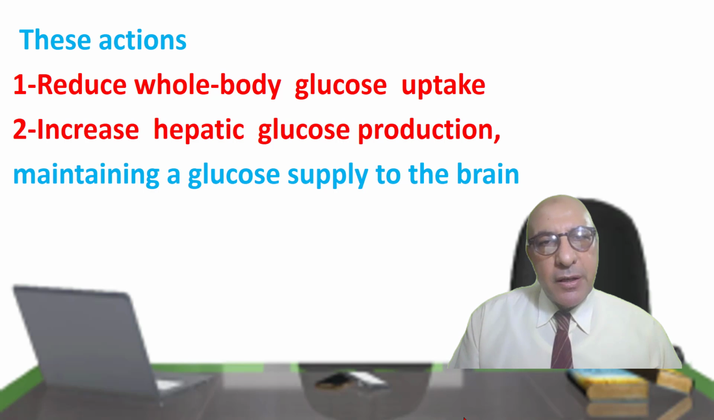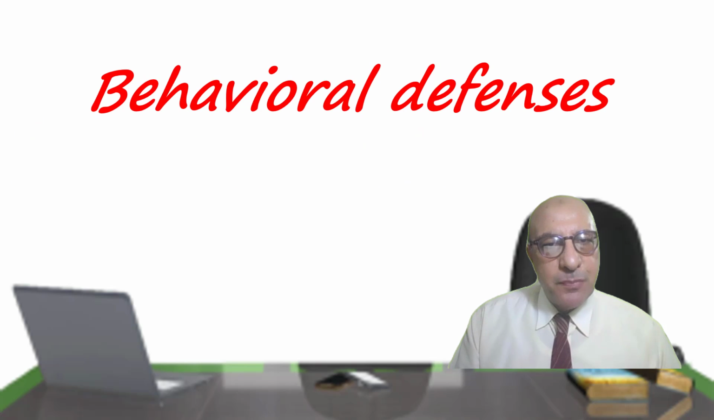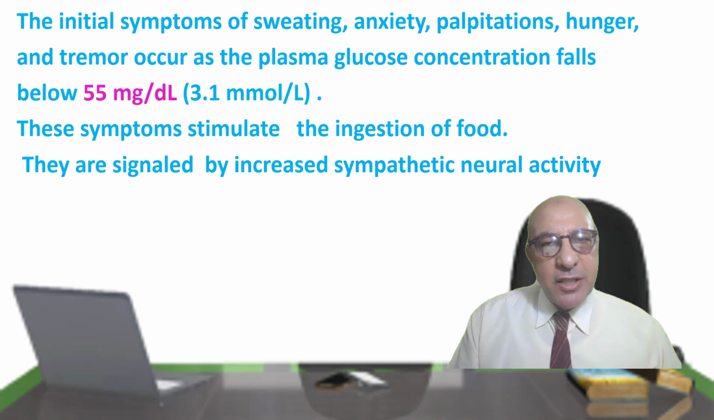In addition to these counter-regulatory hormones, there are what we call behavioral defenses, meaning that the initial symptoms of sweating and anxiety, palpitations, hunger, and tremor, which usually happen when the serum or plasma glucose drops below 55 milligram per deciliter, which is equal to 3.1 millimole per liter, will stimulate the ingestion of food. The patient will feel hungry. He will go immediately to have food.